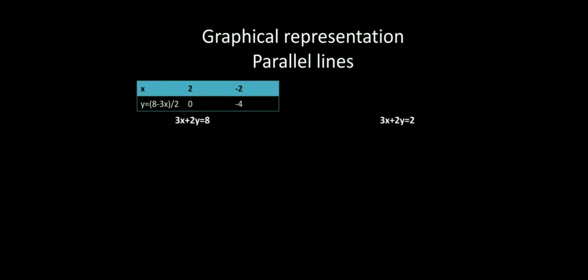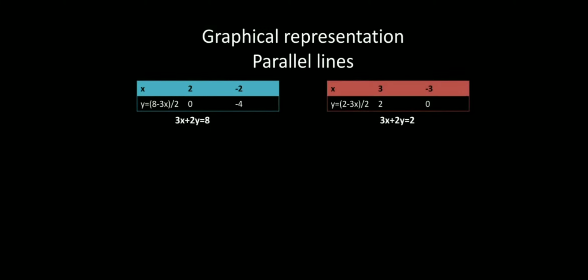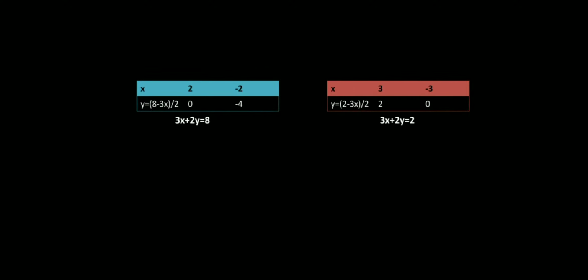Parallel lines means lines which are at equal distance from one another. The first equation says 3x plus 2y equals 8, and the second equation says 3x plus 2y equals 2. So when we put the value of x as 2 in the blue box equation, we get y equals 0, and when x is minus 2, we get y equals minus 4. When we put the value of x as 3 in the red box equation, we get y equals 2, and when we put minus 3, we get y equals 0.